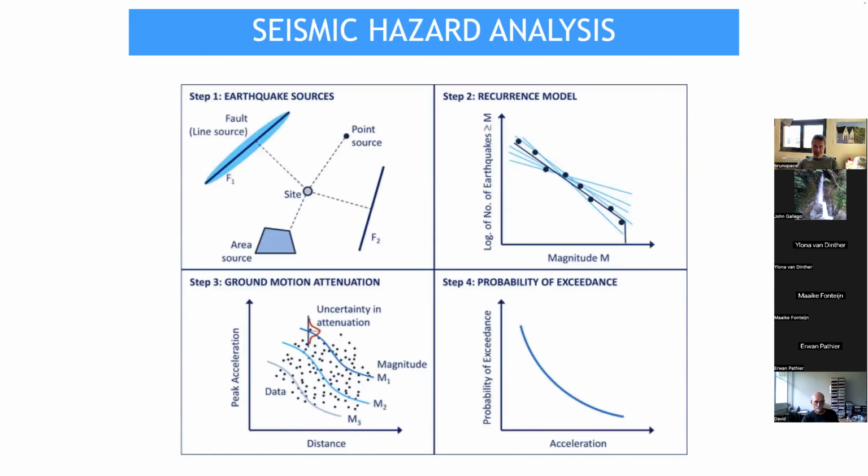If we talk about seismic hazard analysis, we have, in a classical approach, four steps. The first one is the identification and definition of earthquake sources. So we have a site.